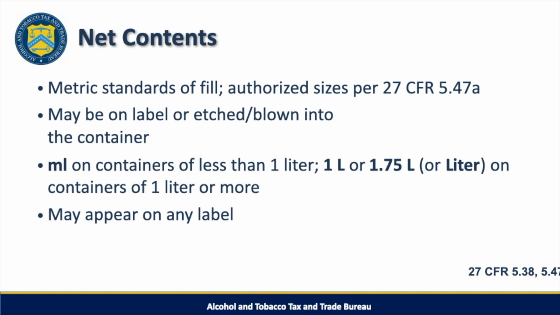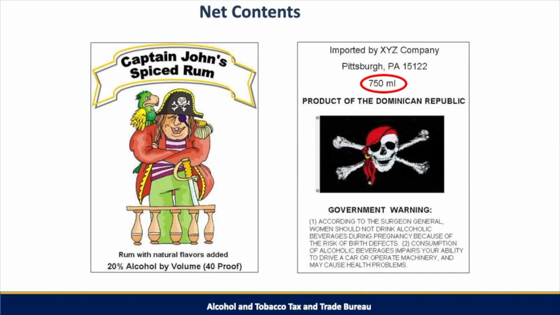The statement must be in milliliters on containers of less than 1 liter, and it must be 1 liter or 1.75 liters on containers of 1 liter or more. The net content statement may appear on any label. Please ensure that the format and abbreviations for the net contents are acceptable and in an approved standard of fill.